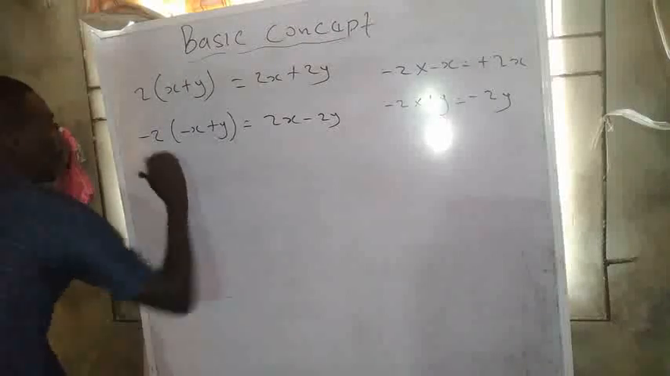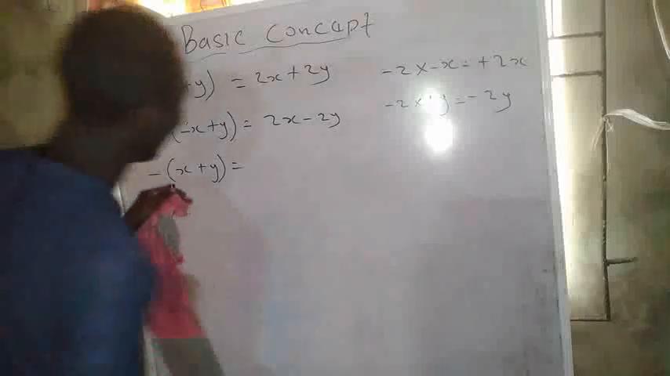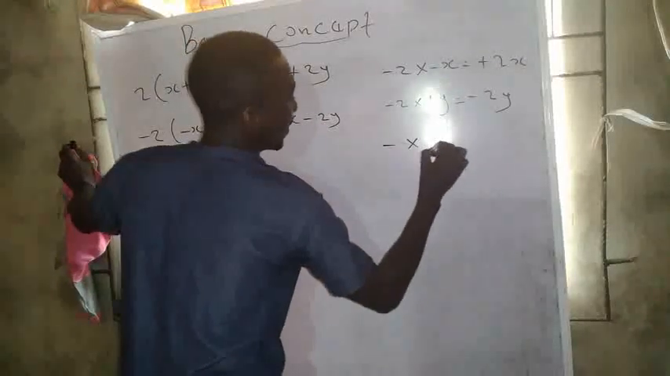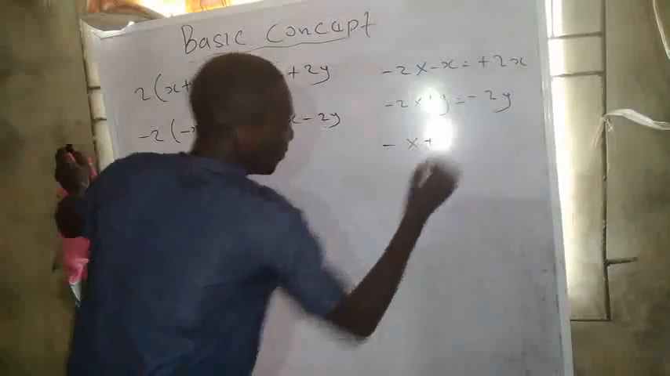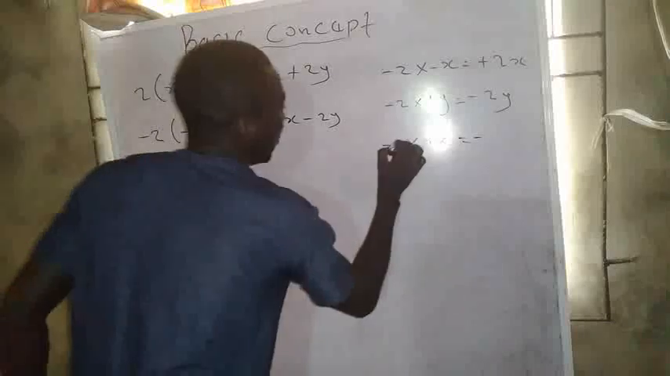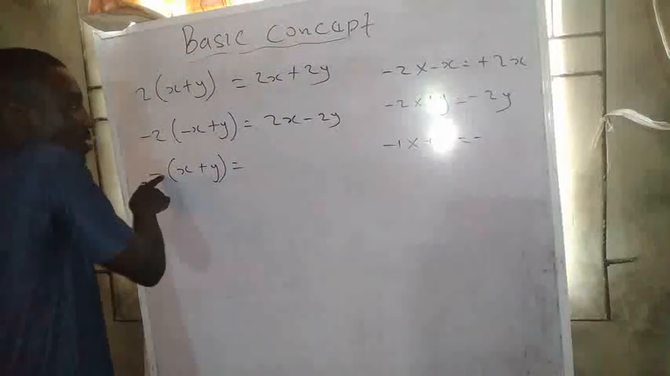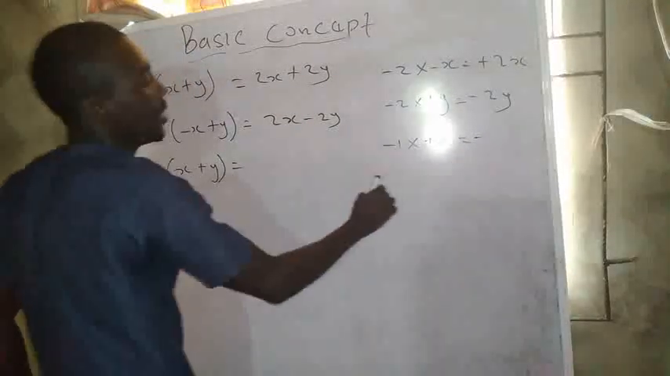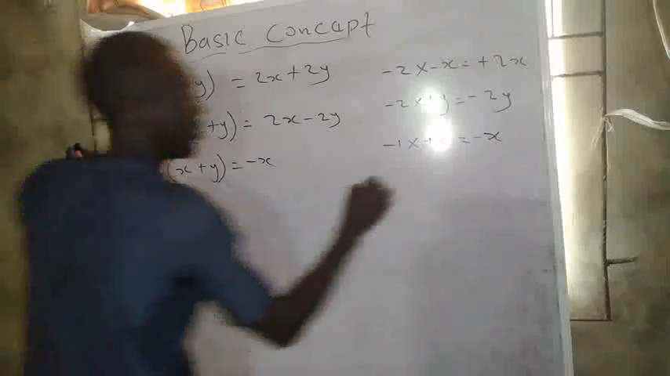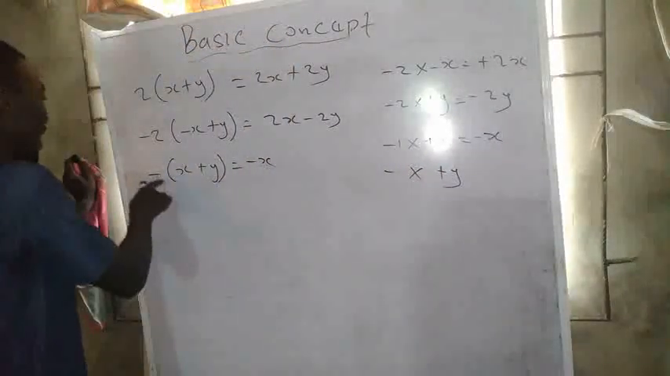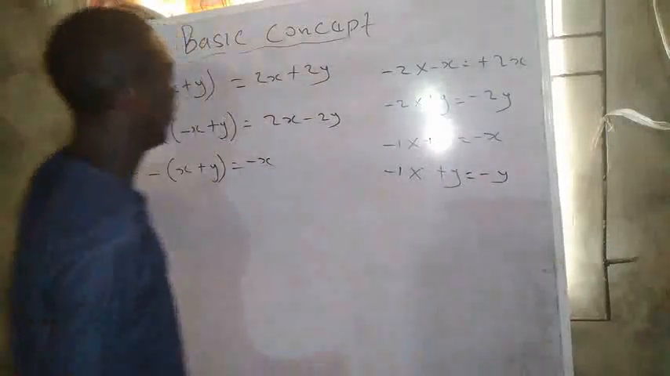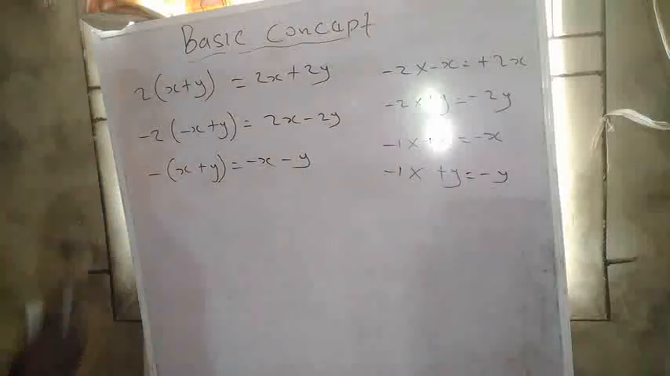Again, you can have minus into x plus y. Anytime you have minus like this, it means minus 1. So minus 1 times x, this x here is positive x. Minus times plus is equal to minus, and 1 times x is x. So minus times x is minus x. And minus times plus y, I told you earlier that is minus 1, because it is standing alone. Minus times plus is minus, and 1 times y is y. So it will be minus y. I'll leave the answer like this for now.